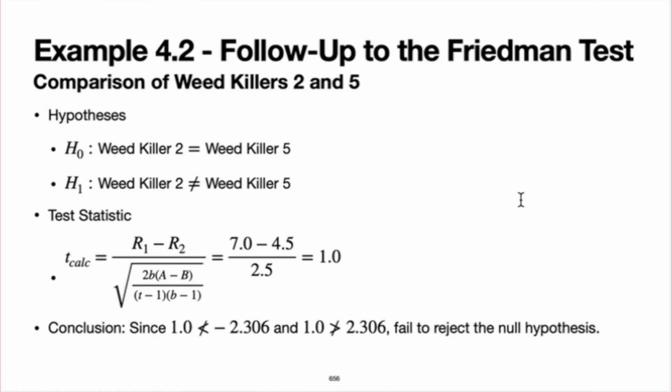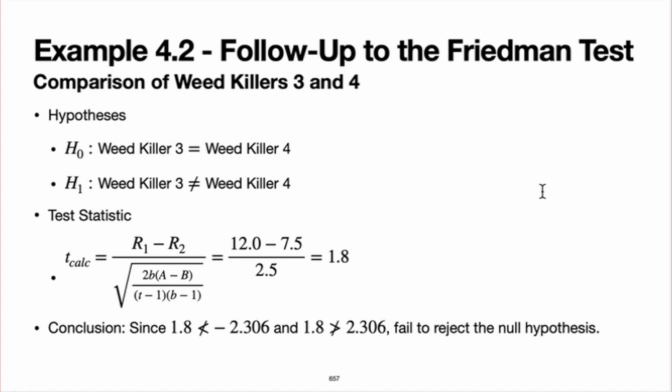And then finally, weed killers 2 and 5. In this case, the value of the test statistic is 1. That is not less than negative 2.306, and it's also not greater than 2.306. And so again, we fail to reject the null hypothesis. So there is insufficient evidence at the 0.05 level of significance to conclude that weed killers 2 and 5 differ in terms of their effectiveness in killing weeds.